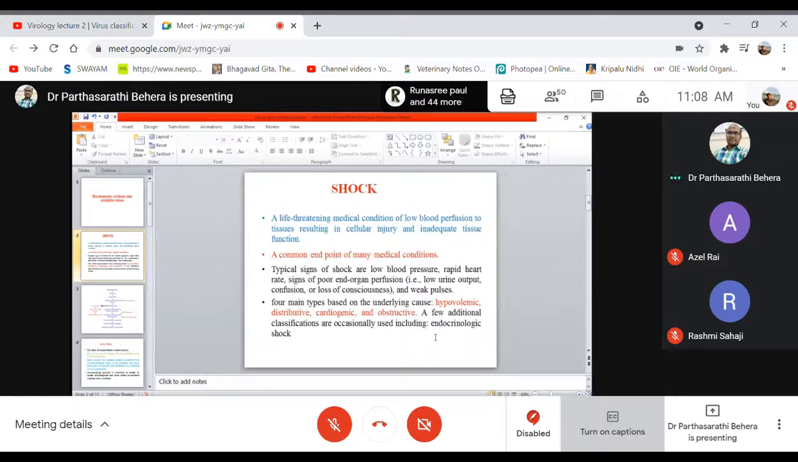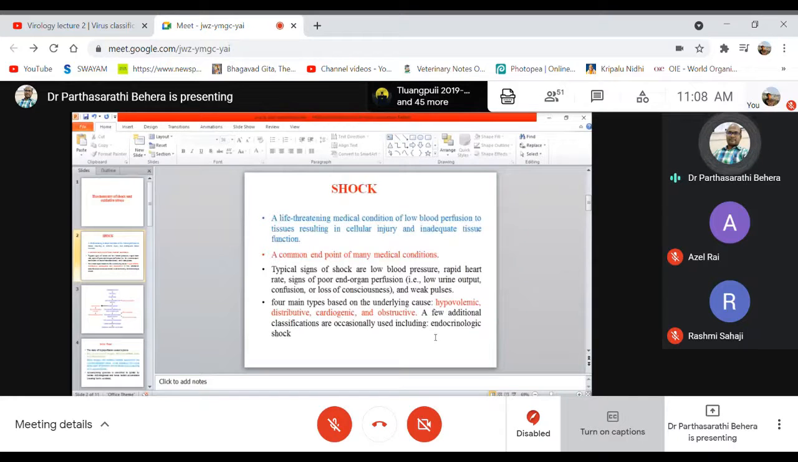So, shock. You are most acquainted. All of you, I think, are acquainted with this term, right? Shock. It's a life-threatening medical condition of low blood perfusion to tissues, resulting in cellular injury and inadequate tissue function.